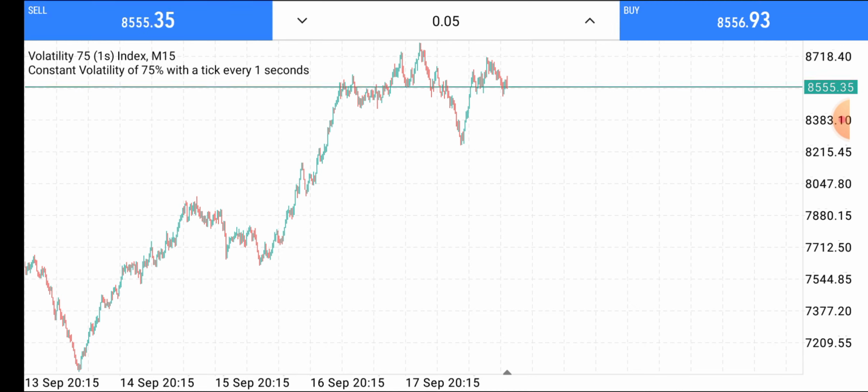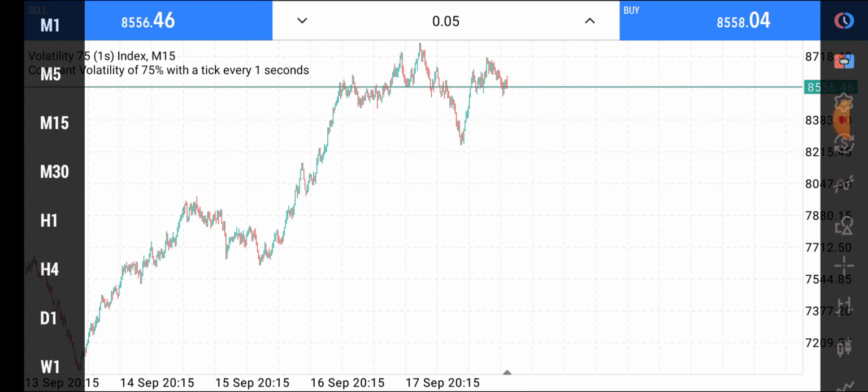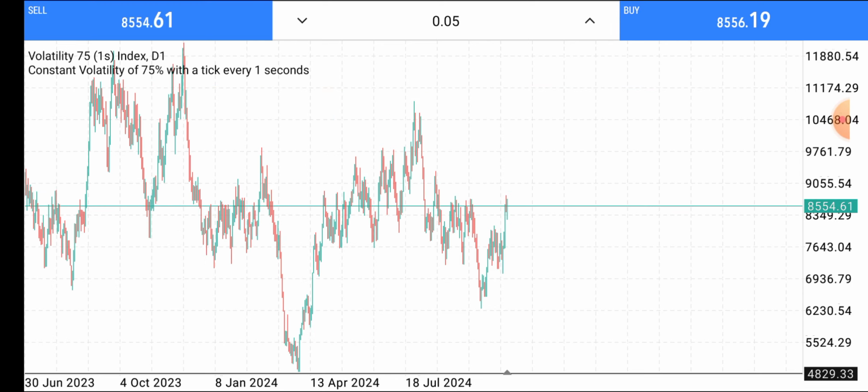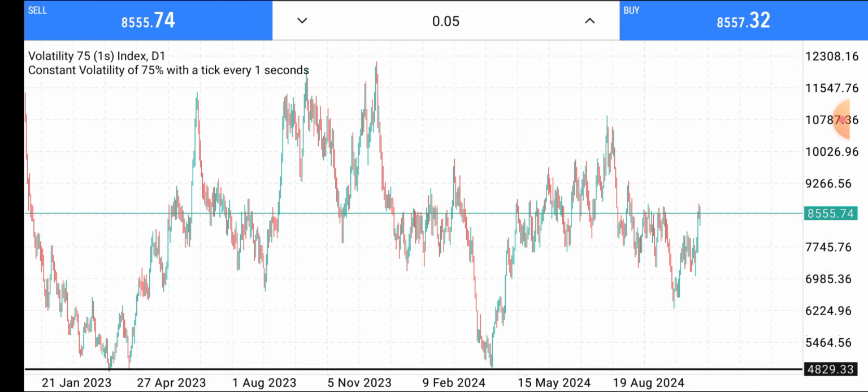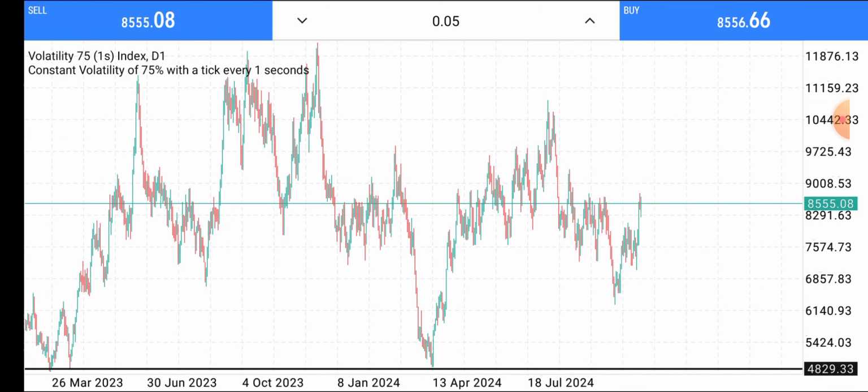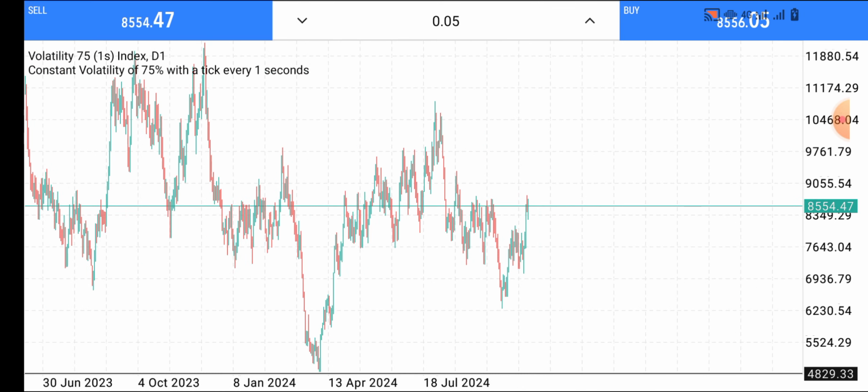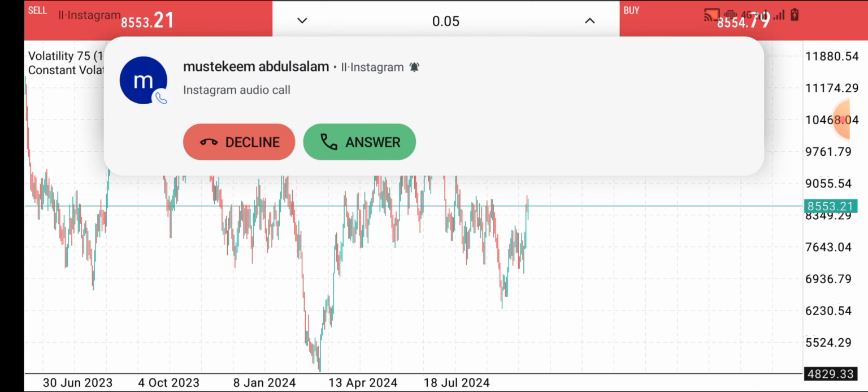So for us to know what the market is doing, let's go over to the daily time frame to understand the structure of the market, spot the structure of the market. How to spot the structure of the market is very easy.